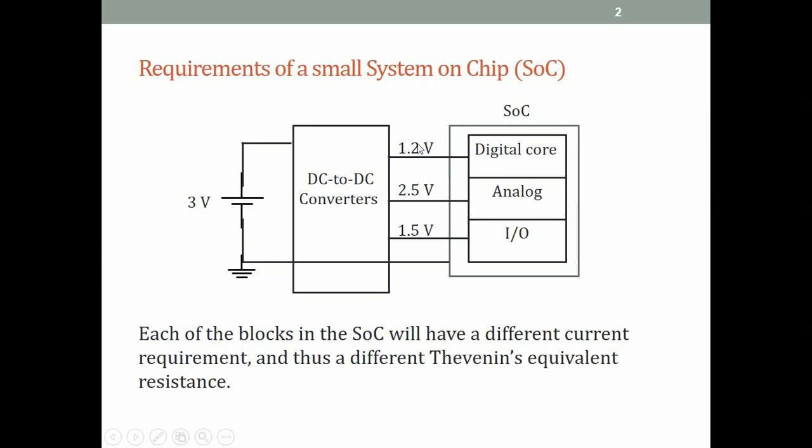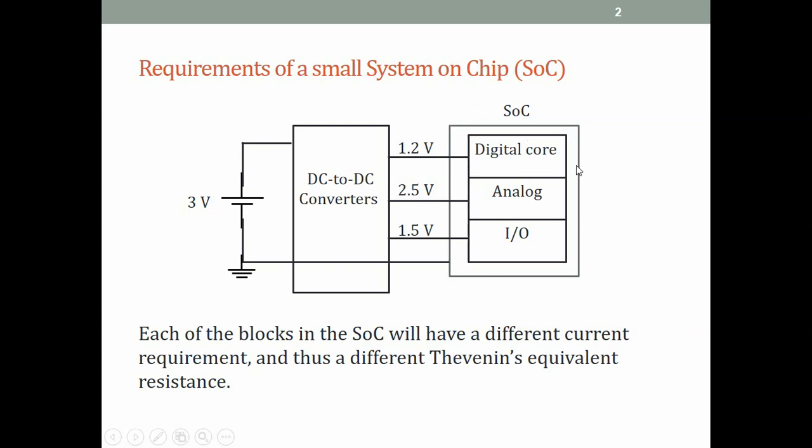I say may because in fact, that's why I say small. In an elaborate system on chip, the digital core itself will have different modules that work at different voltages, and analog may also have two different, and so on. But this is the simplest possible case.